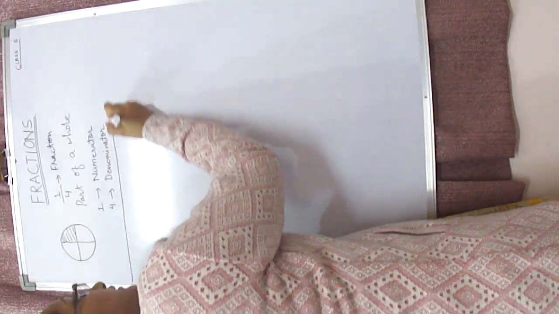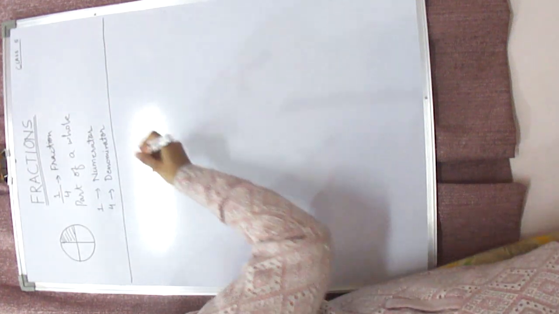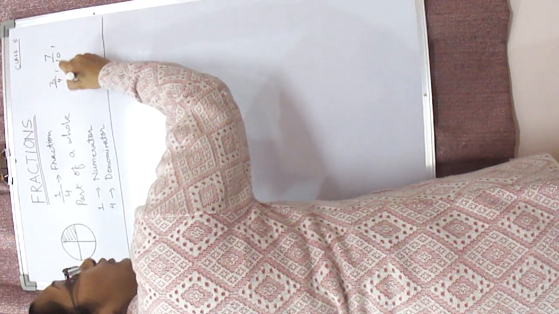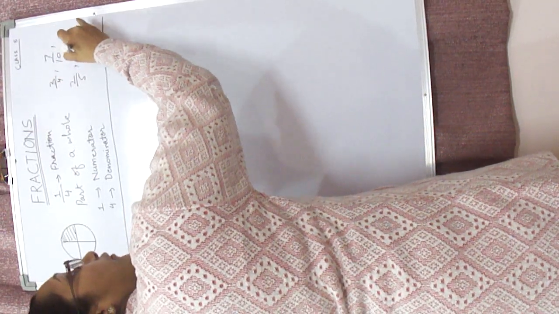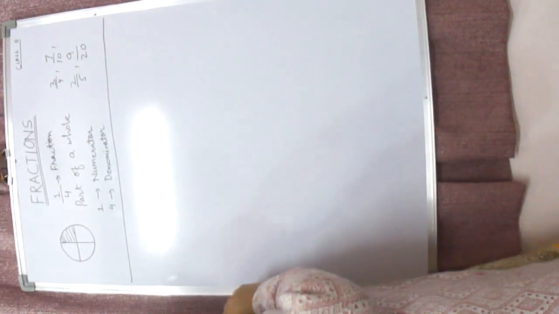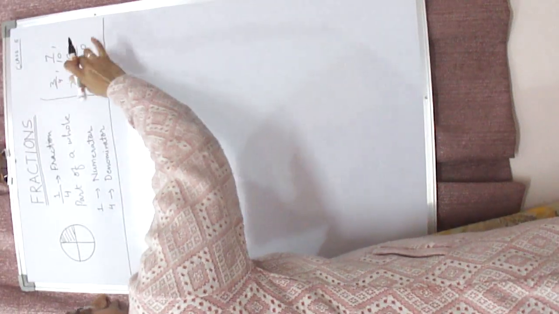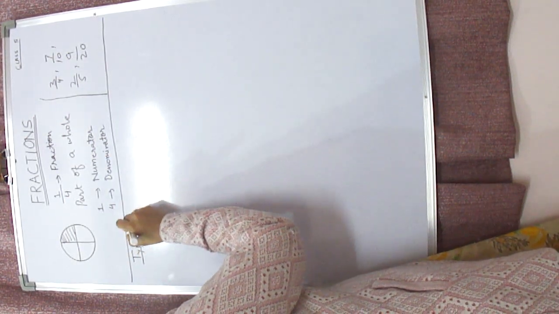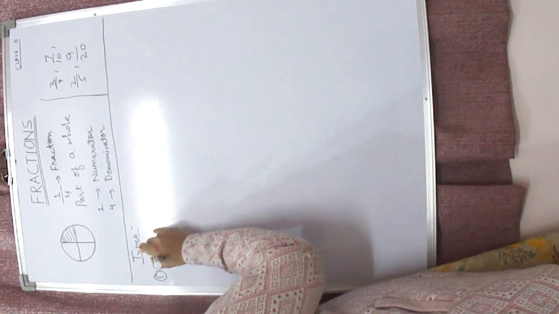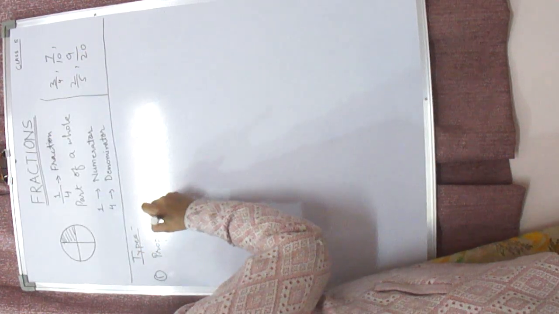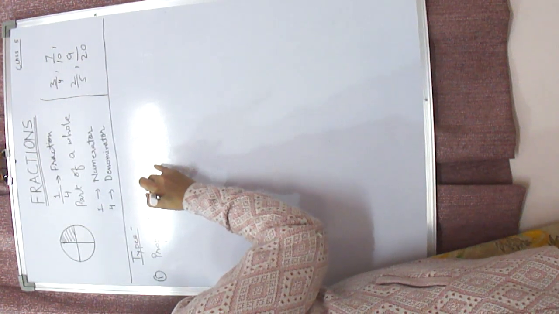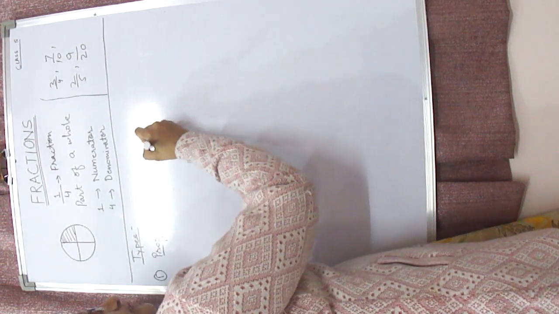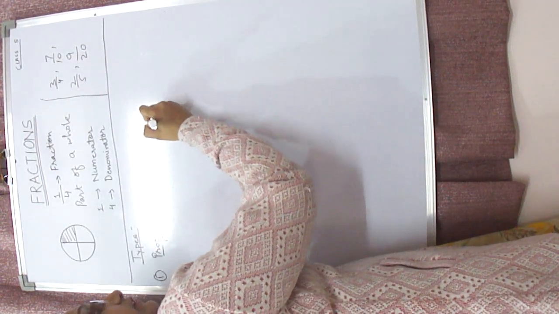Now we have seen so many types of fractions like 3 upon 4, 7 upon 10, 2 upon 5, 9 upon 20, etc. These all are fractions. We have different types of fractions. Let us move to that. First is proper fraction. Proper fraction is a type of fraction where numerator is always less than the denominator.